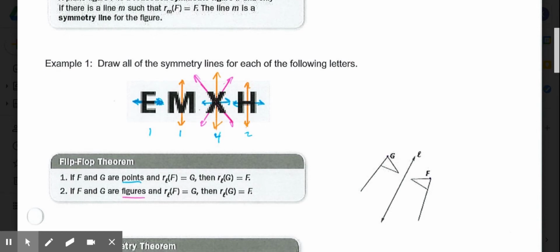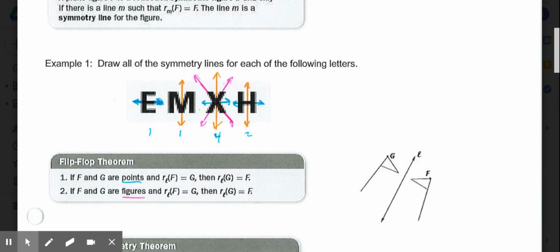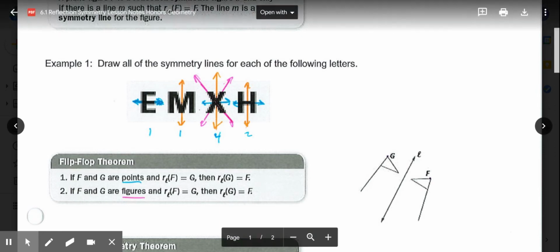Now for the capital X. In this case, we have 4 lines of symmetry. We have the horizontal and the vertical, and then we also have both diagonals. If we reflect over any of those 4 lines, the figure is the same. And then with the capital H, we'd have 2 lines of symmetry, the horizontal and the vertical. So each of these are reflection symmetric figures.